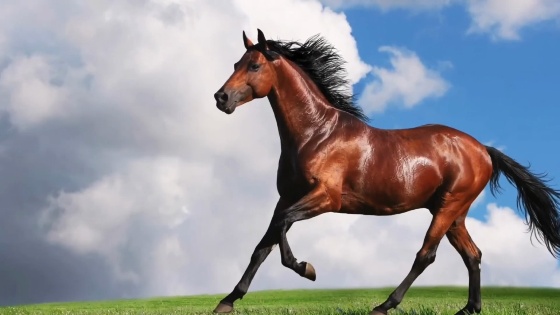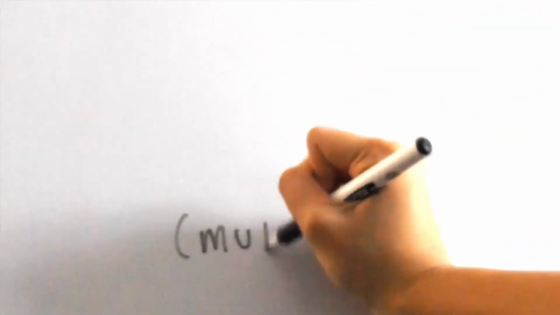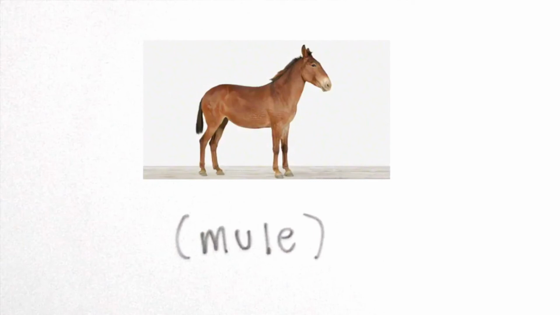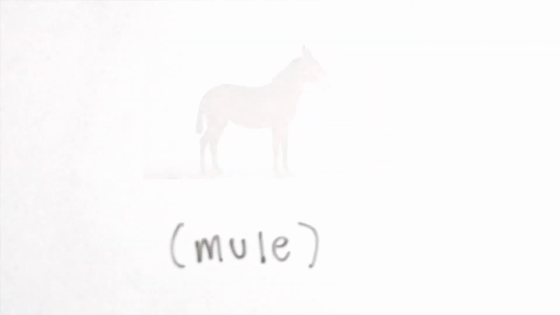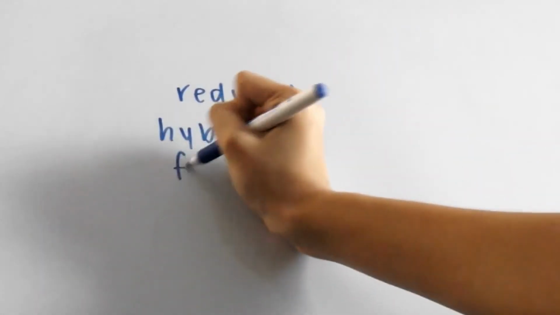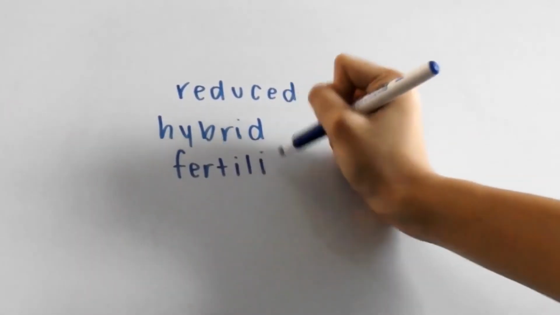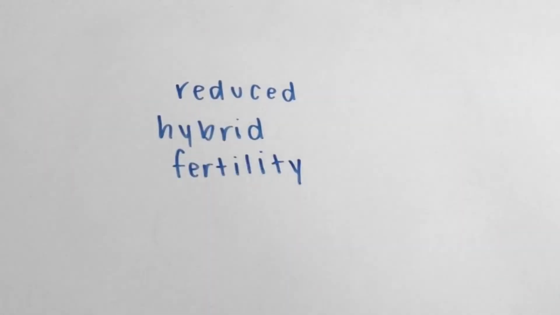Let's take a horse and a donkey. You wouldn't say that they're part of the same species, because even though they can successfully breed and produce a mule, the mule is sterile, meaning that it can't reproduce. This is a reproductive barrier called reduced hybrid fertility, since, well, the offspring aren't fertile. Let's take a closer look at the different reproductive barriers.